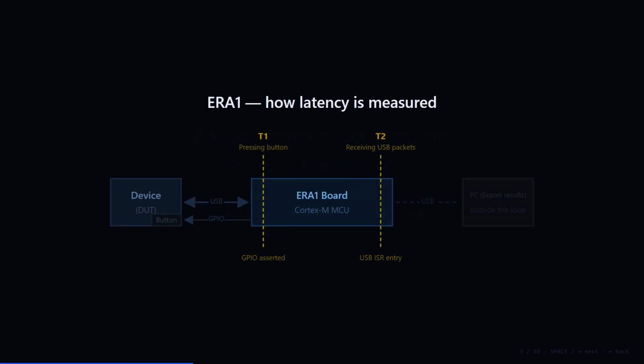ERA1 runs on a microcontroller configured as a USB host. The device under test plugs into ERA1, not into the PC. When ERA1 runs a latency test, it drives a GPIO pin through an optocoupler to close the button contact on the device. It captures timestamp T1 at that moment. When the USB host firmware receives the matching HID report, it captures timestamp T2 in the interrupt service routine. Latency is T2 minus T1.